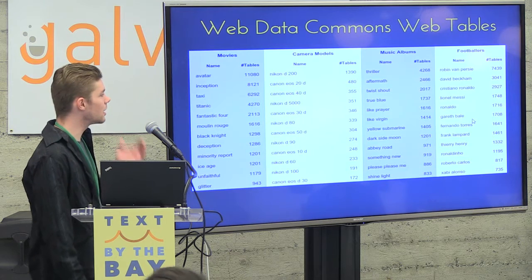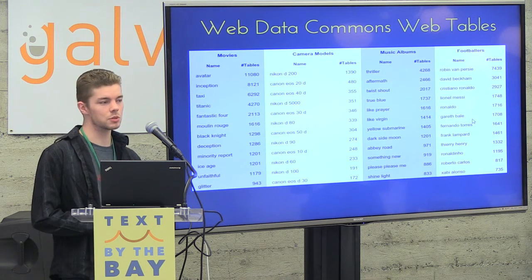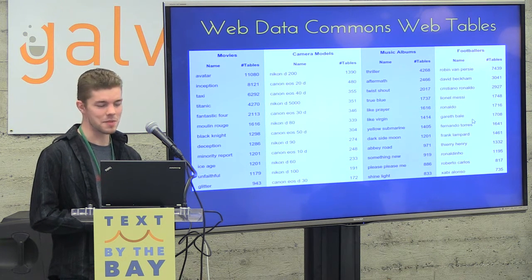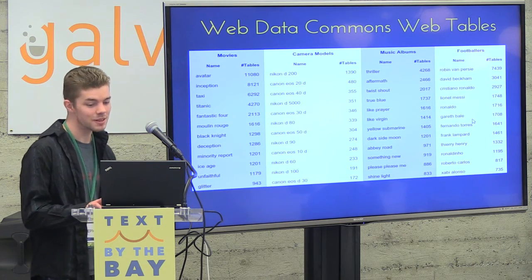The other things are things like movies, which are all modern, music albums, which you might not be able to find an easy source of, or also footballers, which I'm sure there are some NLP applications that desperately want a gazetteer list of footballers.